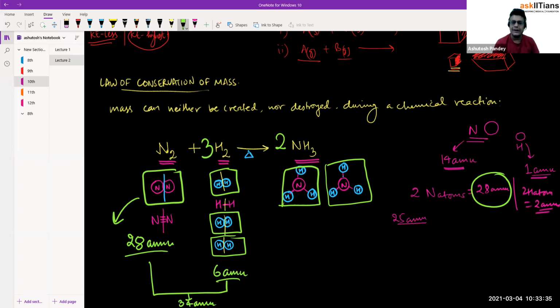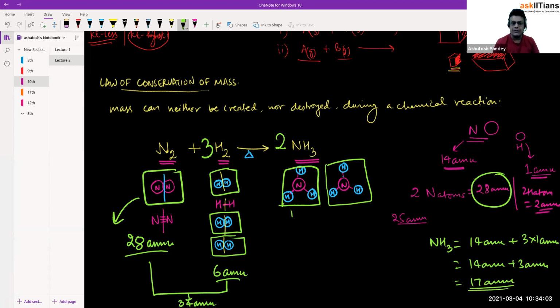Now in the product side, let's see. What is the mass of one molecule of NH3? One molecule of NH3 will have 1 N, that is 14 AMU, and three hydrogens, so 3 into 1 AMU. Like this we can write it, so 14 AMU plus 3 AMU. So it means we will get 17 AMU.